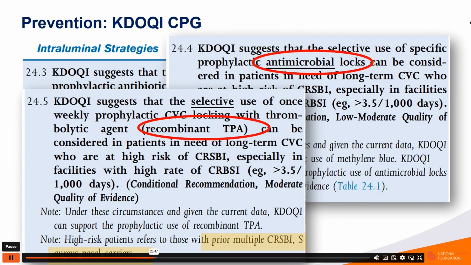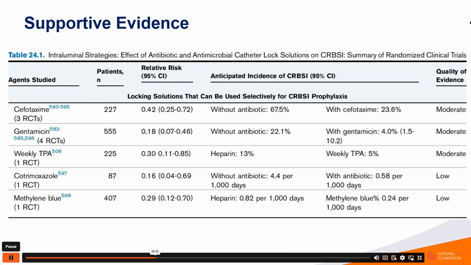They did support the use of TPA based on that New England Journal of Medicine study, and particularly in patients with multiple catheter-related bloodstream infections, because that's a high risk factor in nasal carriers. This was the evidence that KDOQI used to come up with that information.